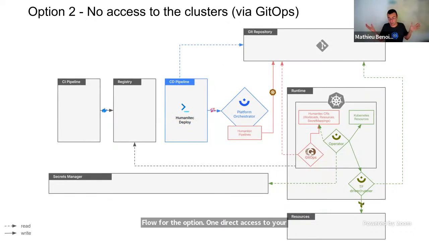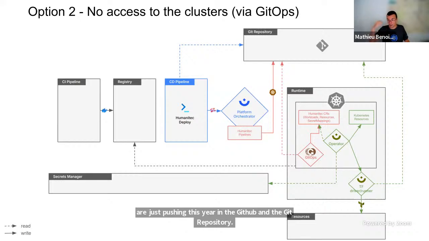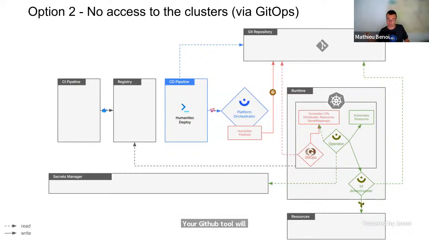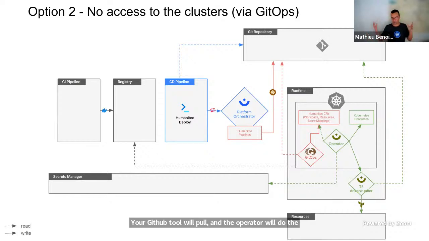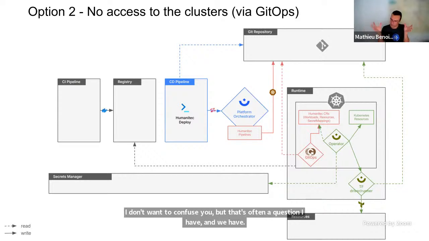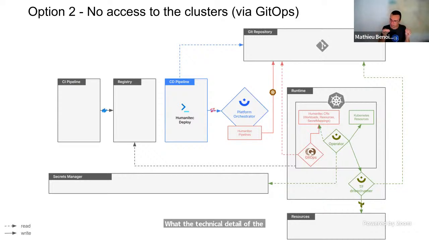The second option, GitOps. Same three parts, blue, red, and green, and you have the GitOps option. We are not going through the private agent to reach your Kubernetes API. We are just pushing the CR to the Git repository. Your GitOps tool will pull, and the operator will do the same in the green part explained, right? I don't want to confuse you, but that's often a question I have: what's the technical detail of the deployment and where does my tool fit? If you have Argo CD, you replace the GitOps on the right with Argo CD, and that's it, right? That's how it's working.